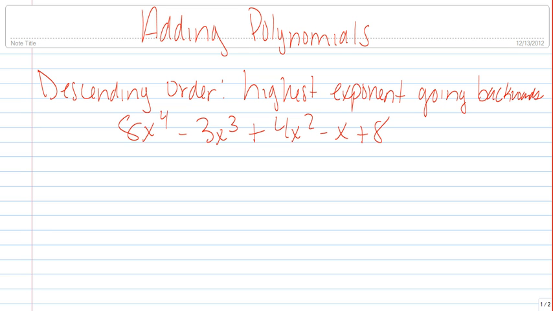Adding polynomials is the same thing as combining like terms. You only can combine what looks alike. So for example, let's say I have negative 3x plus 7x. Those are like terms, so now you can combine those. So negative 3 plus 7 is a positive 4x. That was easy enough, right?